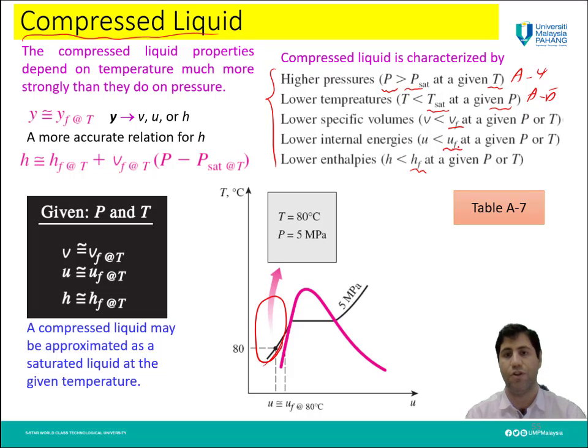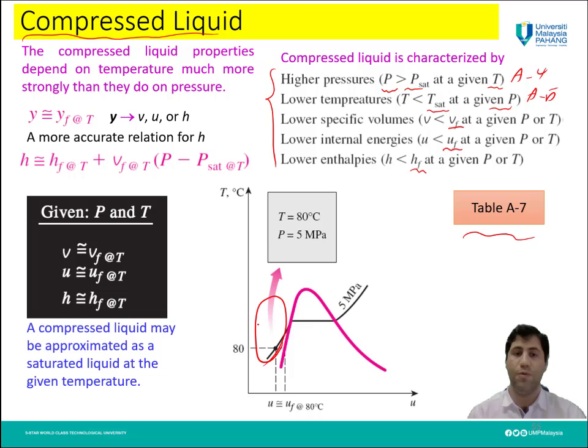And also for UF and HF, you need to do the same procedure. And if it is in this region, you need to go to table A7 and find the different properties like V, U, and H for that state. So this is one method to find the thermodynamic properties for the substance in the compressed liquid region.